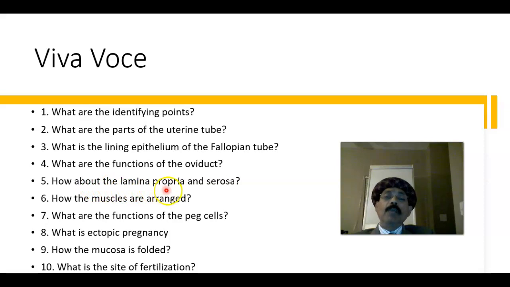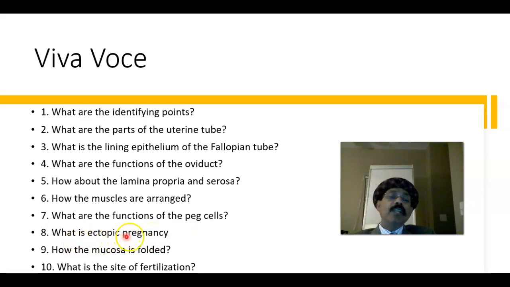How about the lamina propria and serosa? These are loose irregular connective tissue, rich in blood vessels and lymphatics. Serosa is also lined by the mesothelium or visceral peritoneum, which is a simple squamous epithelium. How are the muscles arranged? Muscles are smooth muscle, with an inner circular muscle layer and an outer longitudinal muscle layer. What is the function of peg cells? To secrete and provide nutrition in the form of glycoprotein in the uterine tube.